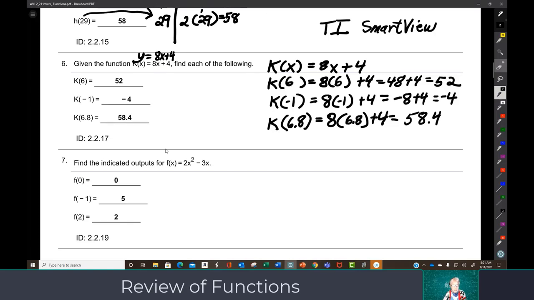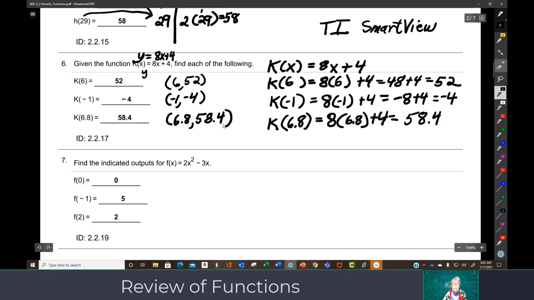So here's another little miscellaneous fact. What I've just done here is I've found points on the line Y equals 8X plus 4. This is the point 6, 52. This is the point -1, -4, and this is the point 6.8, 58.4, and you could graph those numbers. You probably would not unless it were really important to you.